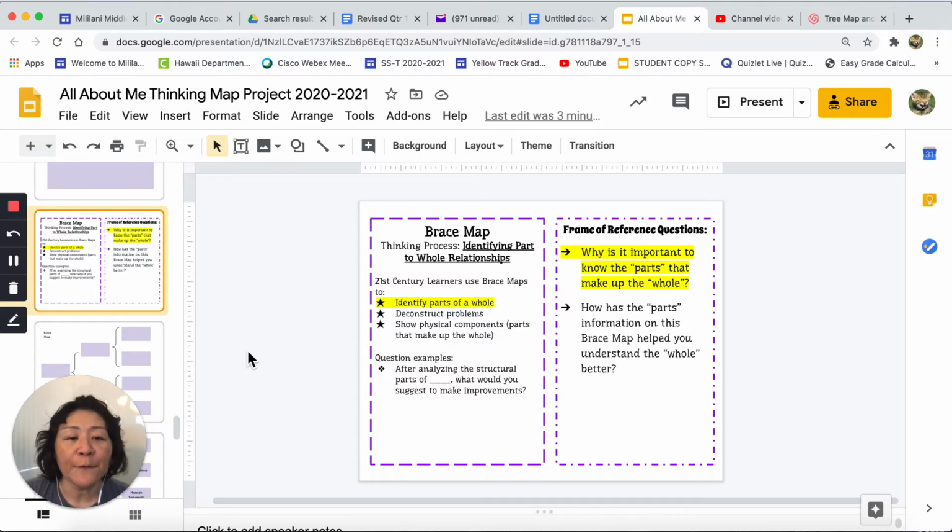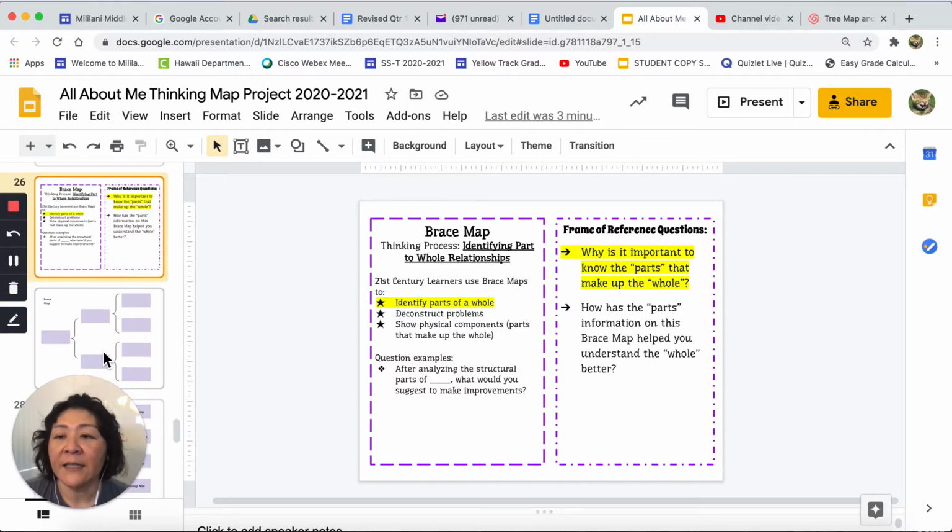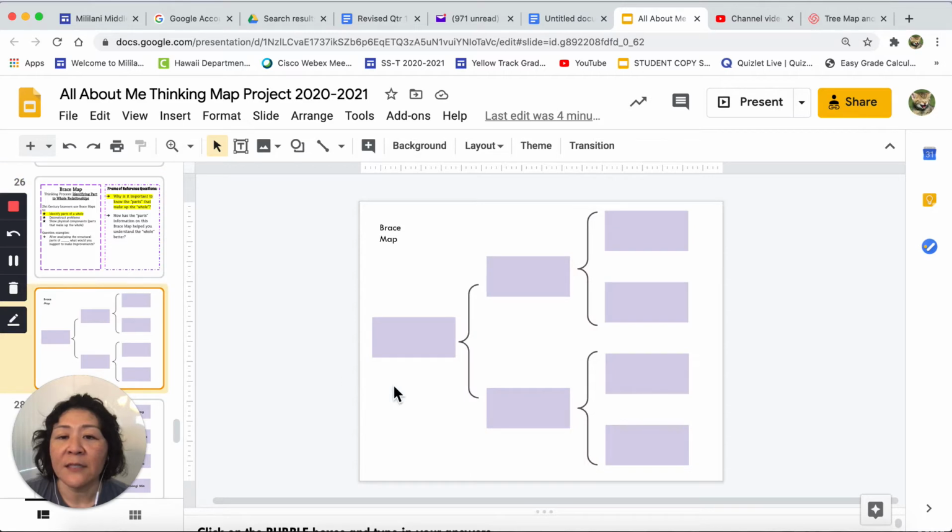There are a couple of frame of reference questions that you should be able to answer after completing a thinking map like this, a brace map. One is, why is it important to know the parts that make up the whole? And a second question would be, how has the parts information on this brace map helped you understand the whole better?